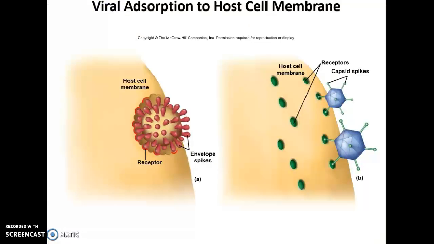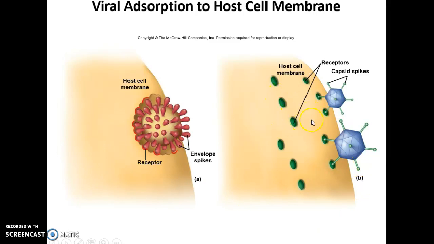So this is what adsorption to the host cell looks like. Very similar to figure 5.4. Here you have the host cell membrane, and these little red pieces here are the receptor. And those are going to be a specific fit for this virus envelope spike. Sits right in there nicely, and that's going to actually signal the host cell membrane to pull that virion in, right? That process of penetration.